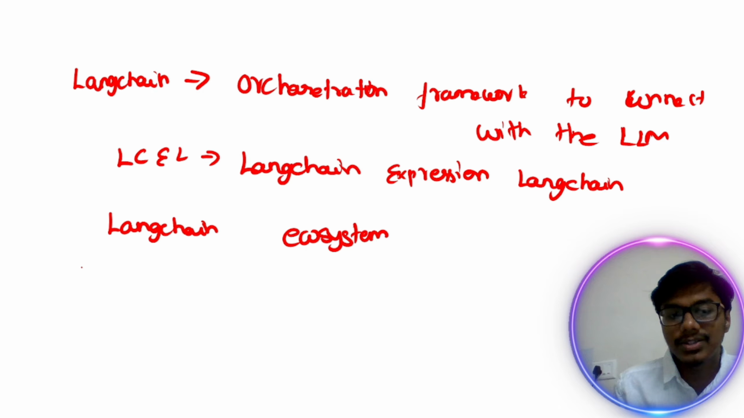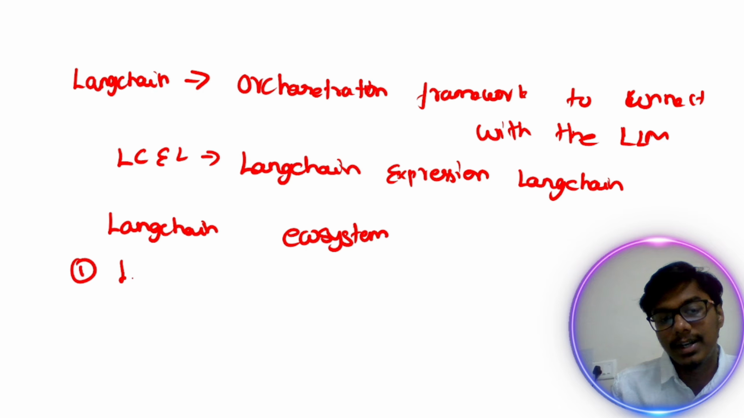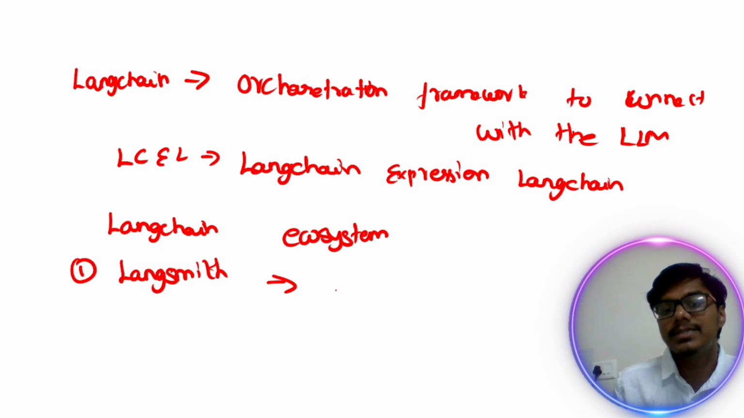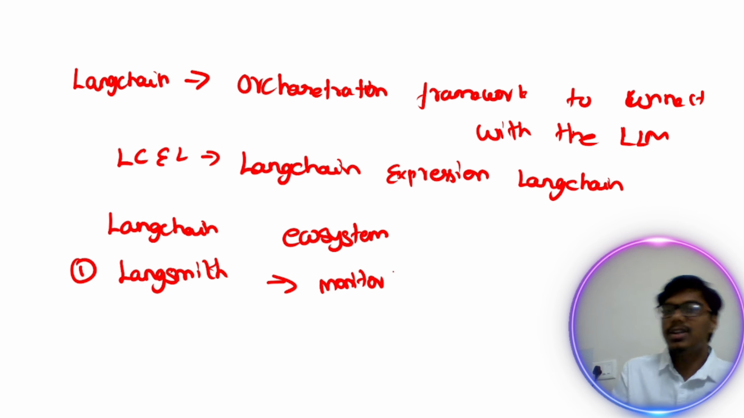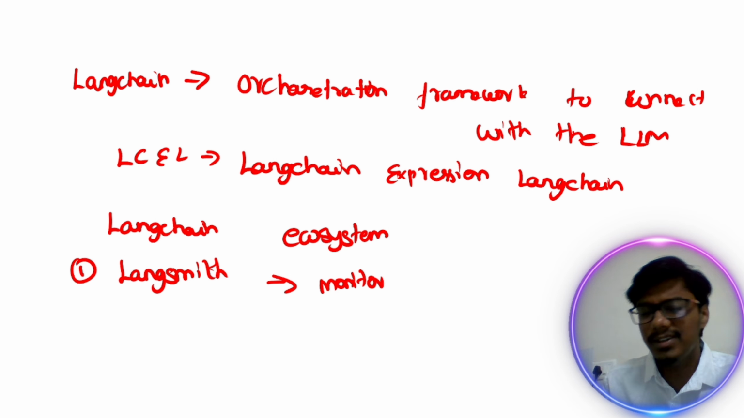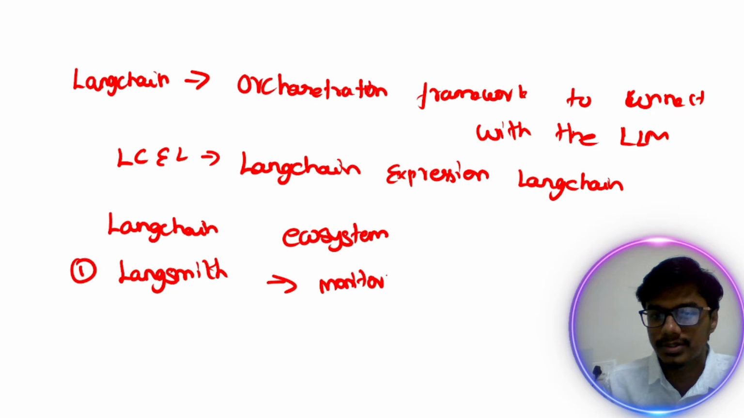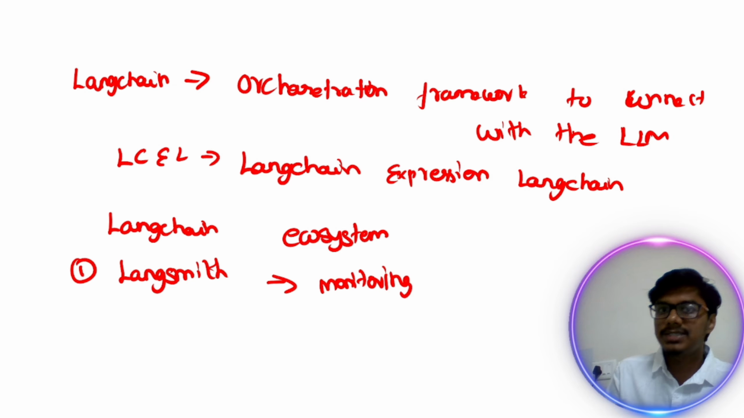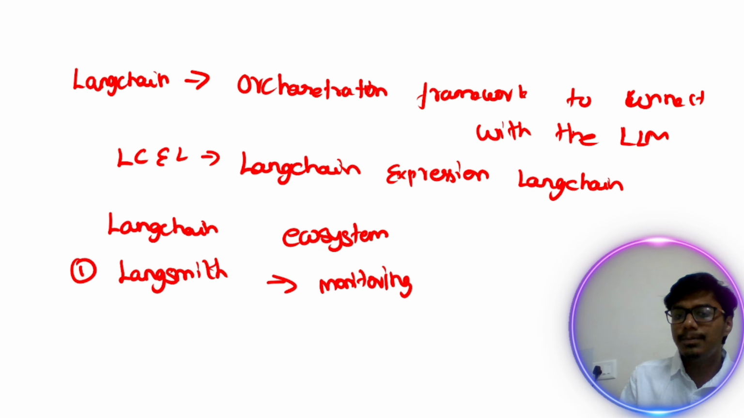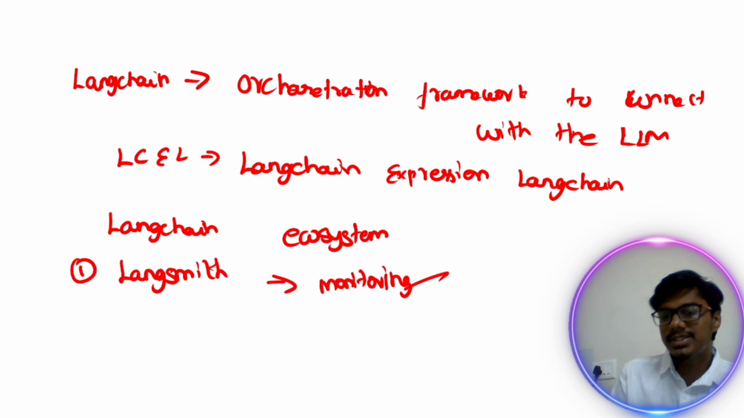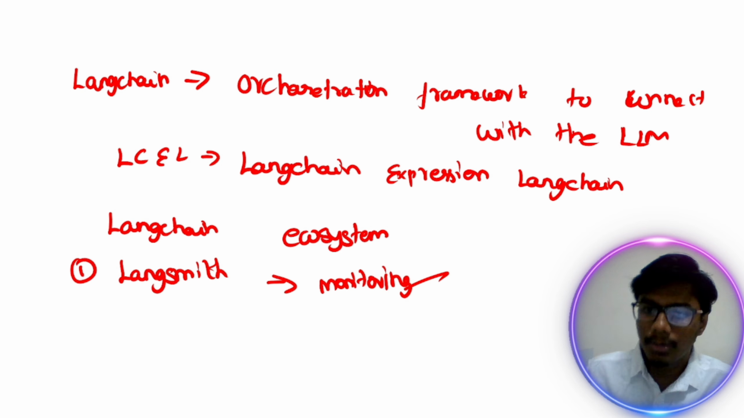In the LangChain ecosystem, the first is LangSmith. LangSmith is for monitoring and evaluating the LLMs. We will see what LangSmith is and discuss it: how to get the LangChain API key, how to integrate it, put it in the environment file, and just track the LLMs. It is simple, guys. It takes 2 or 3 minutes, so we can learn it.